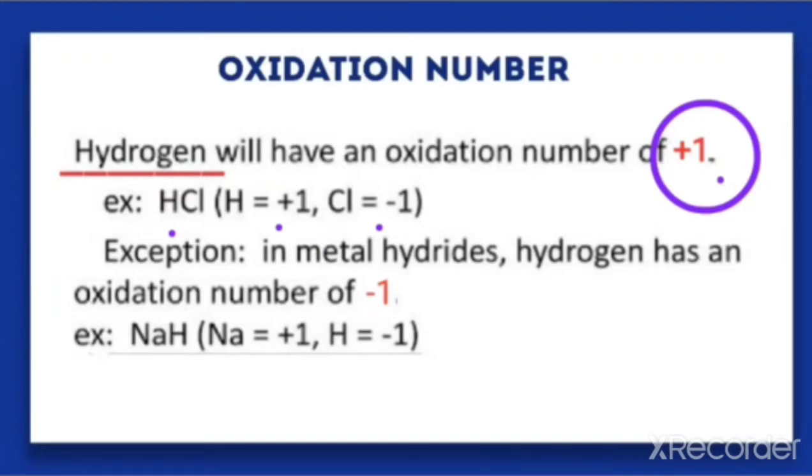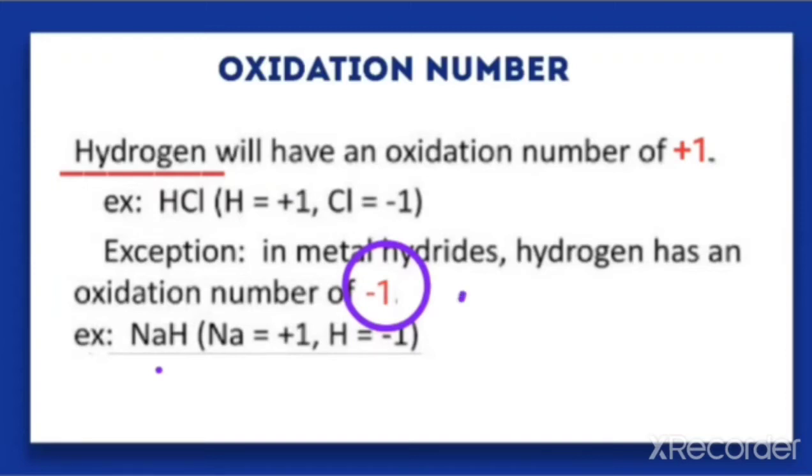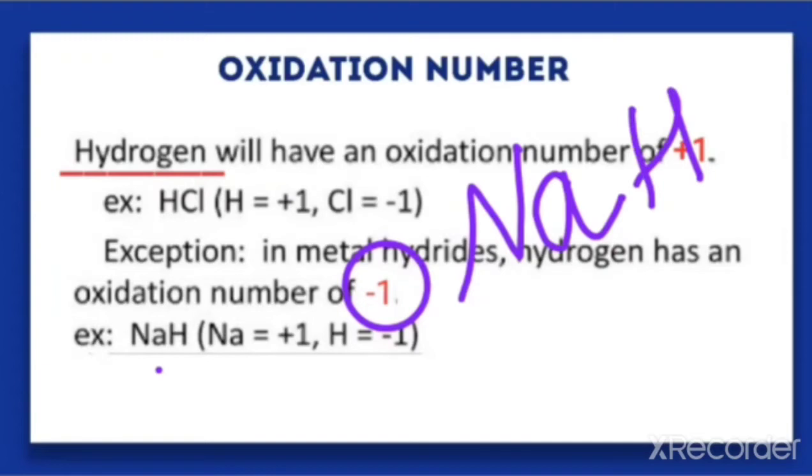But except in the case of metal hydrides, when hydrogen combines with strongly electropositive elements like sodium, magnesium, in that case the hydrogen will have a negative oxidation state. The oxidation state for hydrogen in that case is -1. So in the example NaH, that is sodium hydride, the sodium is a group 1 member, which always develops a +1 oxidation state, as we have already discussed.